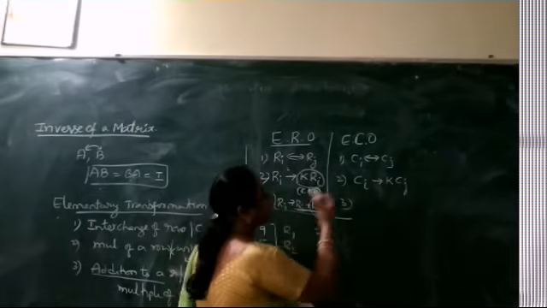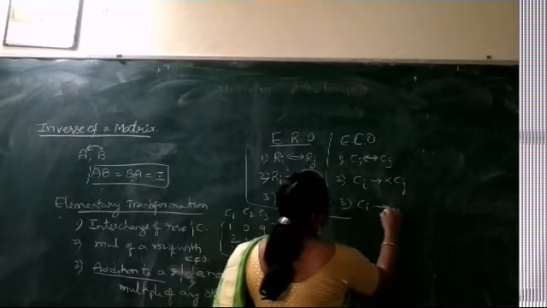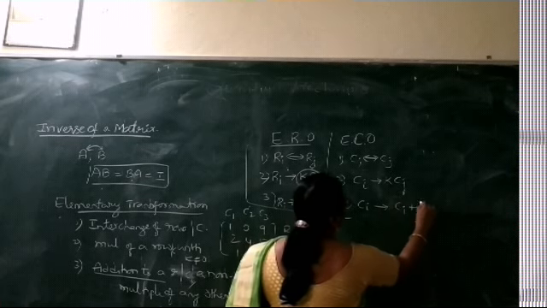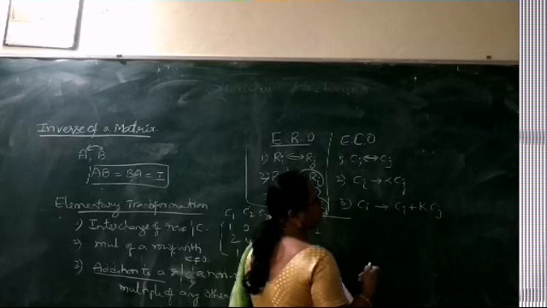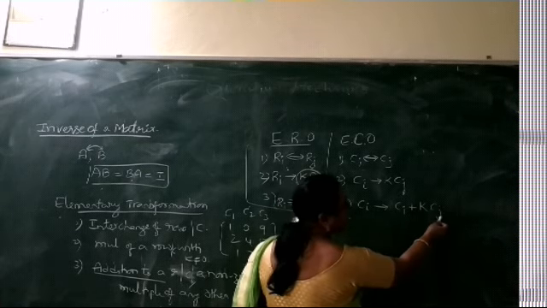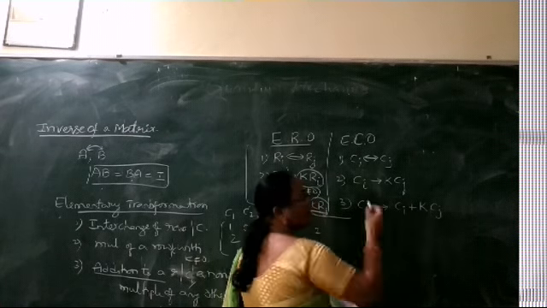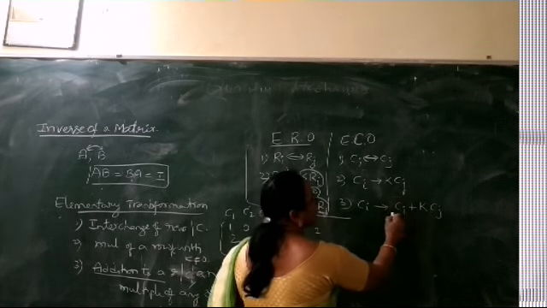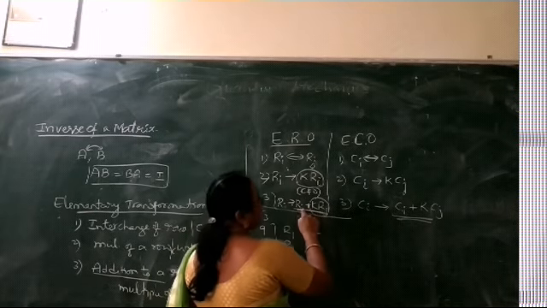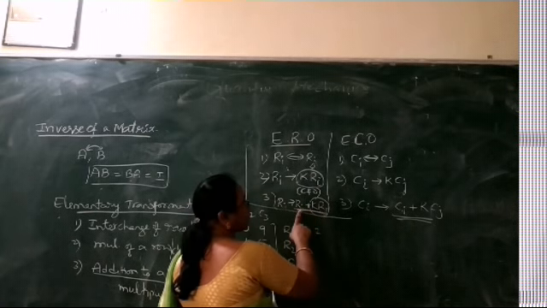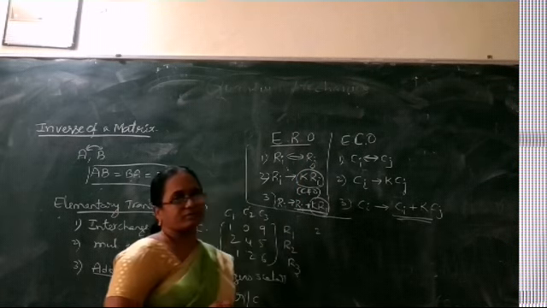Am I clear? Now the same when applied on the columns, it is represented by Ci implies Ci plus k into Cj, wherein it should be understood as each element of the jth column multiplied by k and added to the corresponding element of the ith column. The total is placed in the ith column. So these three are the representations of elementary transformations over rows and these are over columns.